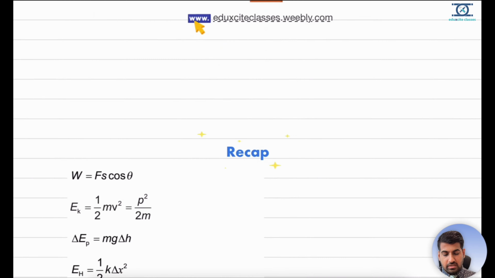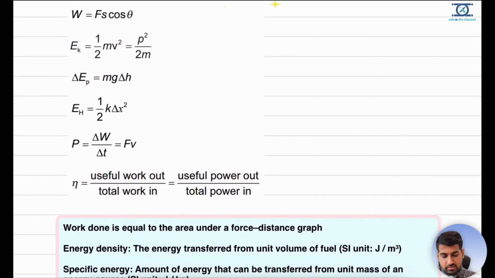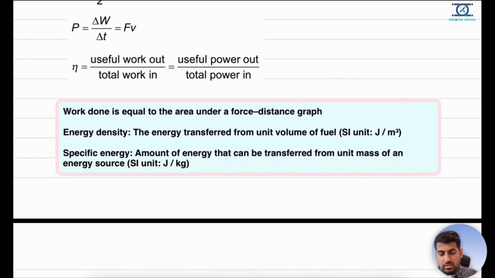So these are certain important formulas that are given in your data booklet. I hope everybody knows, and you should carry a data booklet while solving the questions in this video. Some important points: work done is equal to the area under the force-distance graph. If a force-distance graph is given to us, then the area under it will be equivalent to the work done.